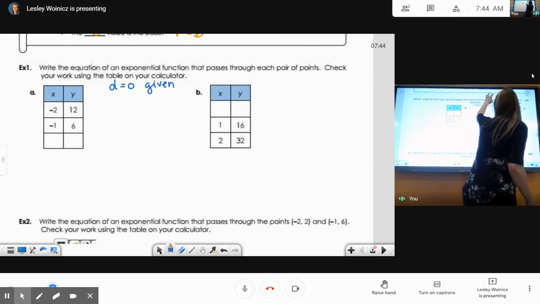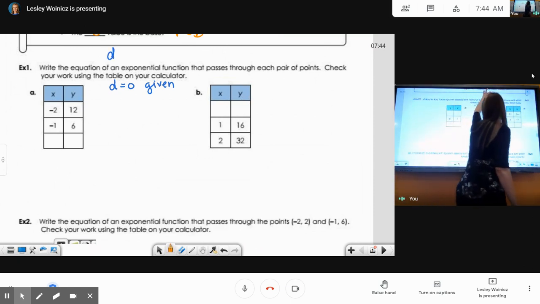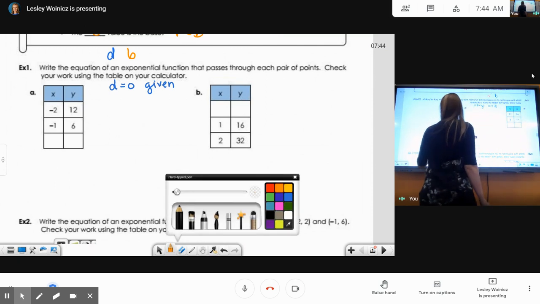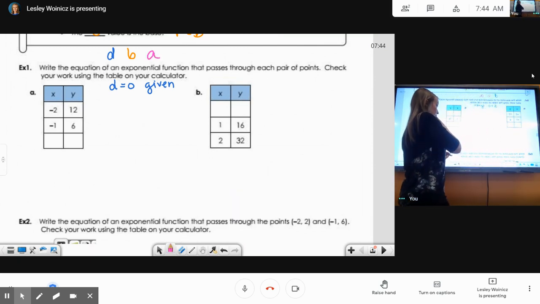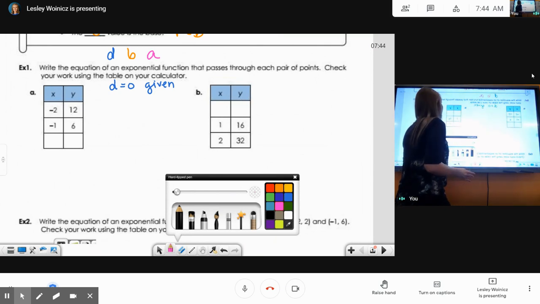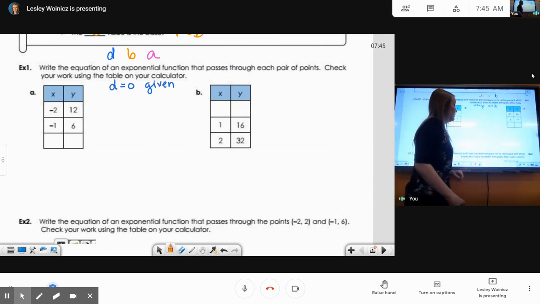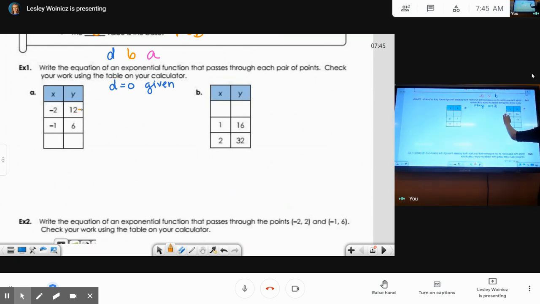Oh, and we're going to go in the same order as yesterday. We're going to go d first, and then we're going to do b, and then we're going to do a. Okay? So we already know d because I told you it's going to be 0 today. And then we're going to find our b. So to find our b, we have to find our multiplying pattern. So going from 12 to 6, we are multiplying by 1/2. And that is our b.